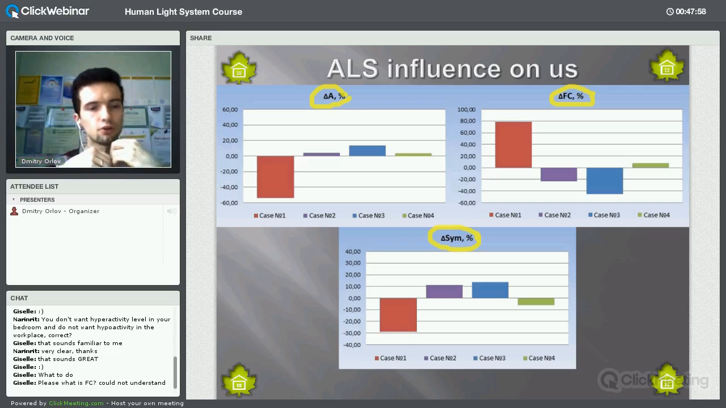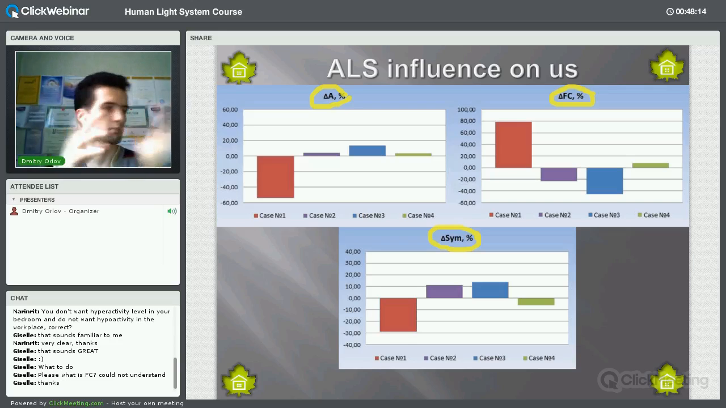FC is form coefficient. Form coefficient, once again, is the parameter that analyzes the structure of EPI images, electrophotonic images that we get in Bio-Well.